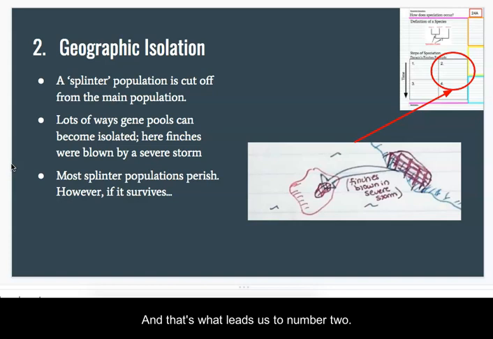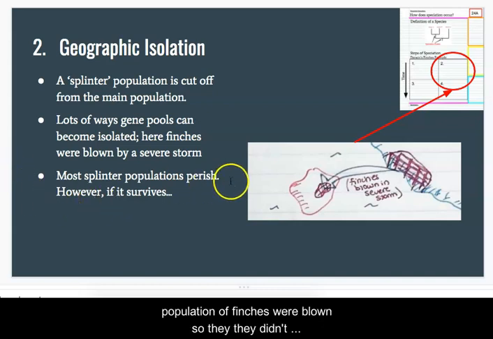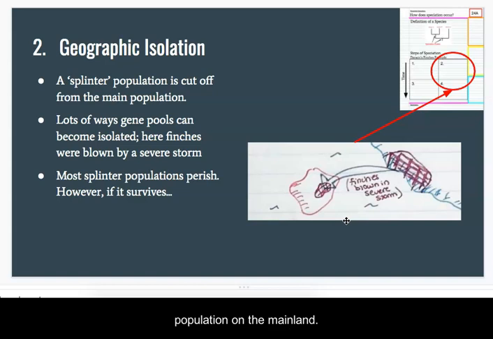And that's what leads us to number 2. In this particular case, what ended up happening is a small population of finches were blown. So they didn't make it themselves per se. They were blown in a severe storm and made it from the mainland to the island. And then since the distance was so great, they were kind of stuck there. So a splinter population, this population that was blown by the storm, is essentially cut off. They are isolated from the main population on the mainland.